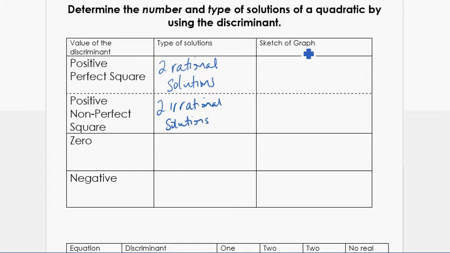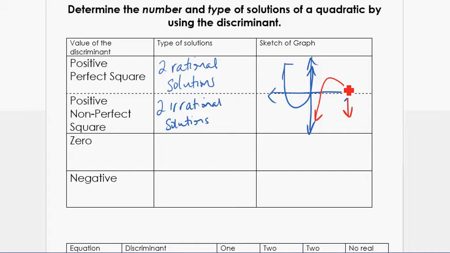When we sketch the graph, we know it's going to cross the x-axis. So for both of these, if it's positive, we can have a graph that goes like this. We could have a graph that opens down and crosses in two spots. We know it crosses in two spots, and unless you get a hint that they're rational numbers, then we can determine the zeros. But that's what a positive discriminant will look like graphically.